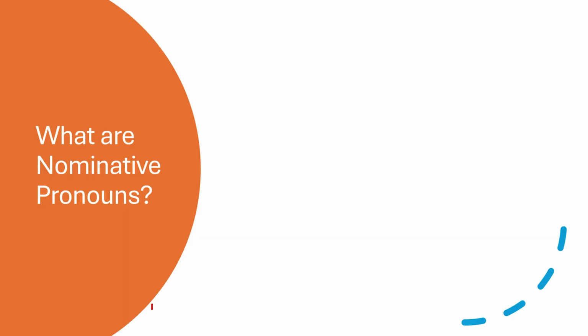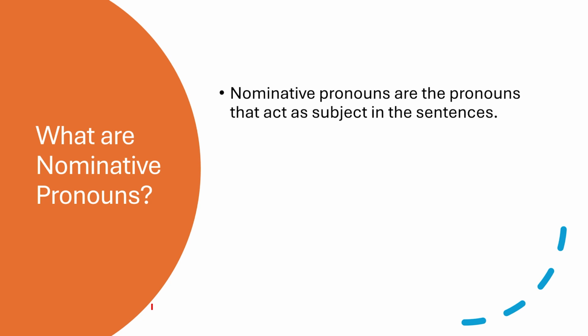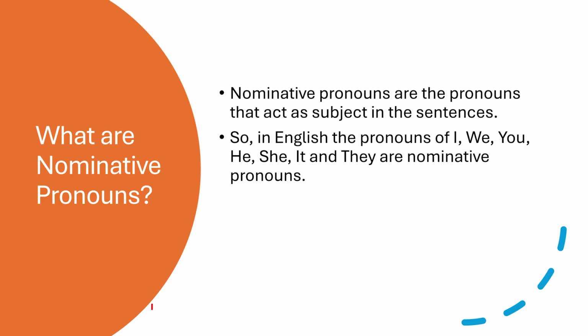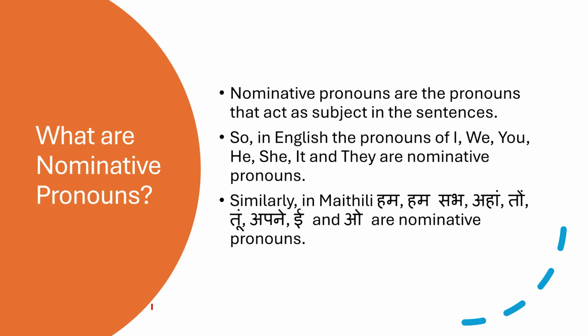So, what are nominative pronouns? Nominative pronouns are the pronouns that act as the subject in the sentences. In English, the pronouns I, we, you, he, she, it, and they are nominative pronouns. Similarly, in Maithili, hum, hum sab, aha, to, tum, apne, e, and o are nominative pronouns.